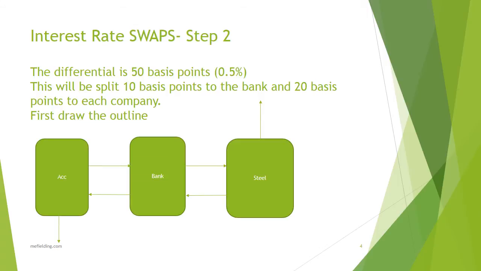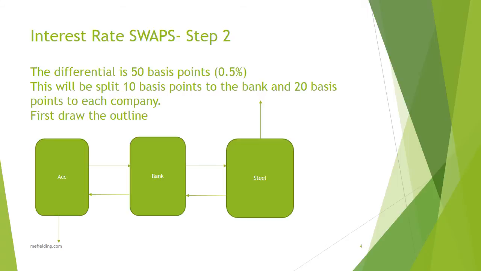What we've done now, therefore, is we've drawn a little picture. In our little picture you can see that we've got accounting on the left, and I simply did them this way around because they're alphabetical, but we've got accounting on the left, we've got a bank in the middle, and we've got steel on the right. Now have a look at your arrows.